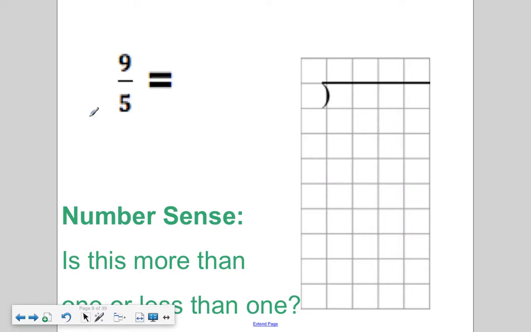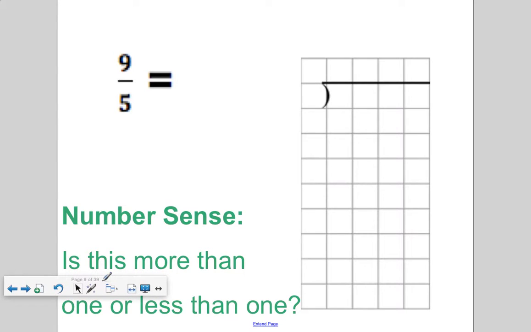Next one, 9/5. Is this going to be more than 1 or less than 1? If I have 9 and I need to divide it into 5 groups, think about it. You have $9 and you want to divide it into 5 groups. I predict it's going to be more than 1. So I'm going to divide this. 9 is divided into 5 groups. Can 5 go into 9? 1 time. If I subtract 9 minus 5, I get 4.